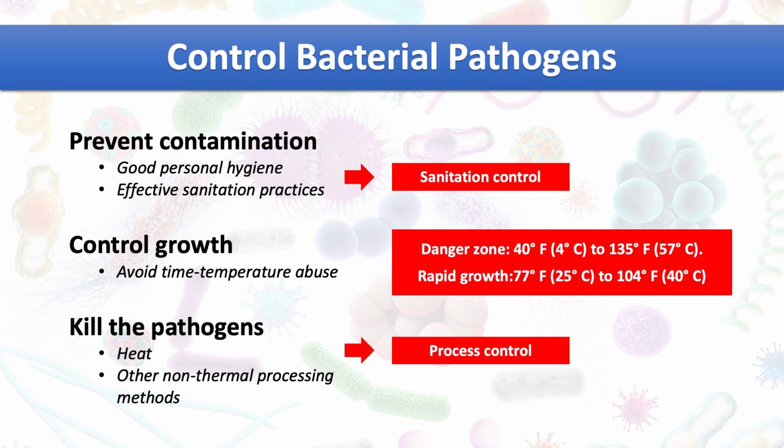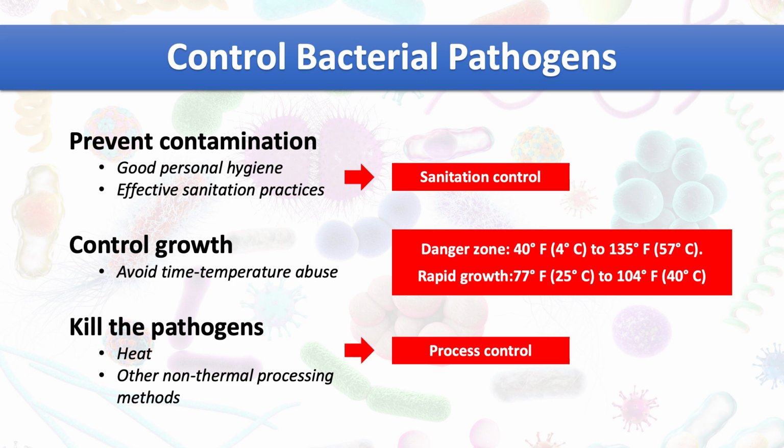Most of the foodborne bacterial pathogens can grow from 40 degrees Fahrenheit, which is 4 degrees Celsius, to 135 degrees Fahrenheit, which is 57 degrees Celsius. As we just mentioned earlier, for those pathogens, the growth is slower at a lower temperature, and they have a higher growth rate in the range of 77 degrees Fahrenheit, which is 25 degrees Celsius, to 104 degrees Fahrenheit, which is 40 degrees Celsius.